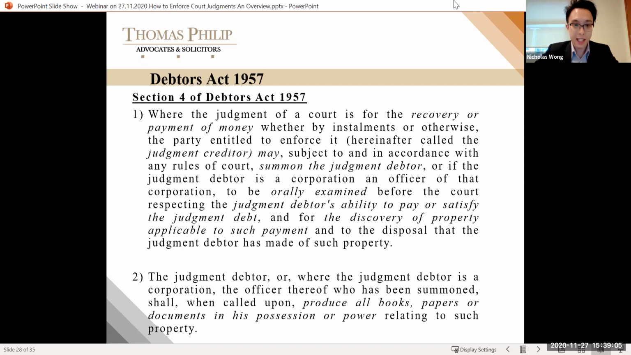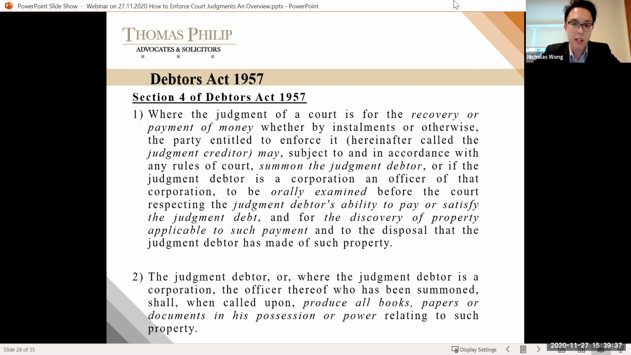So where you have a money judgment, again, we're focusing mainly on money judgments, right? And it's to pay whether by installments or by lump sum, however it is. The judgment creditor can then summon the judgment debtor, right? Or if the JD is a company, there are also ways to do that, right? There's a slightly different procedure that can come into place when that's the case. But the gist of it is you can summon either the individual whom you have a judgment against, or an officer of the company against whom you have the judgment, to be orally examined.